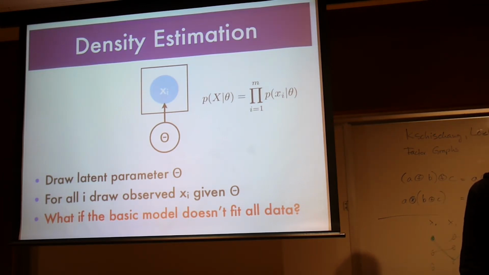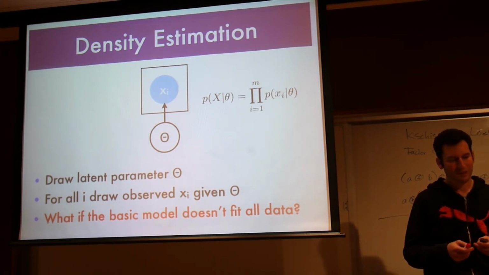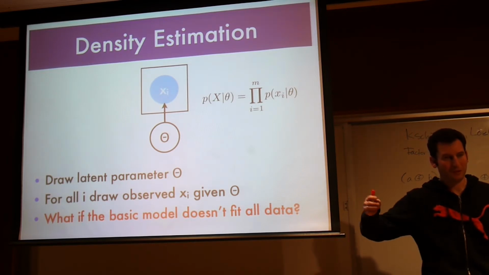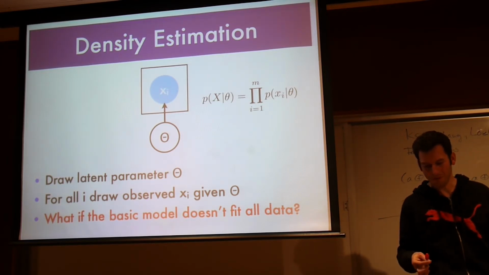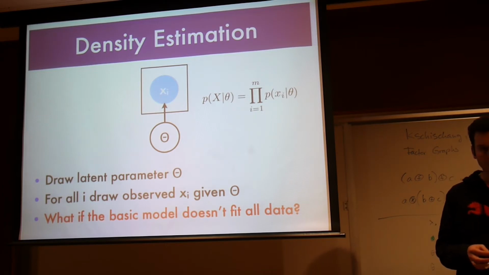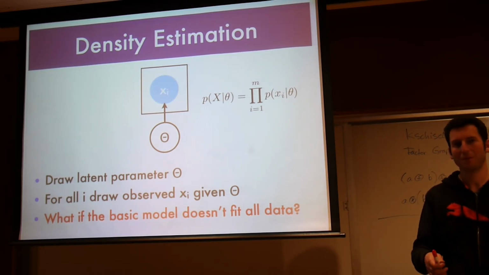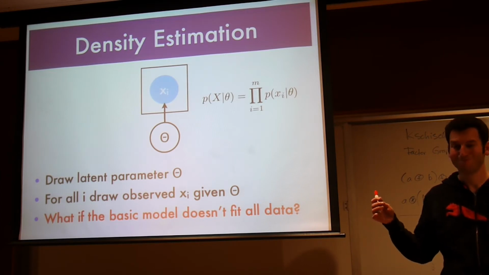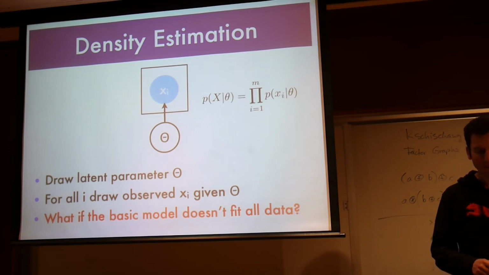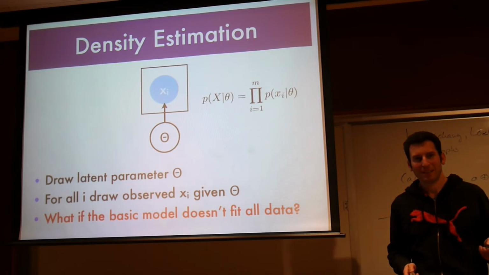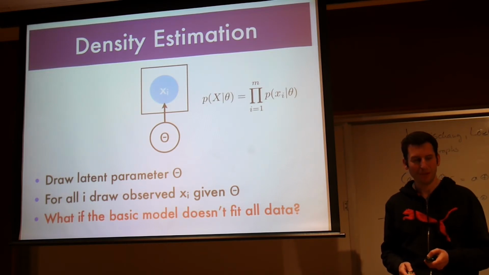And why not? I mean, after all, we find some parameters, theta, and then once we have that parameter, we draw everything. So if we truly believe that our data is normally distributed, well, we pick our Gaussian, we pick the mean and the variance, and everything's okay. Now, if the basic model doesn't actually fit the data, that's a really horrible thing to do.